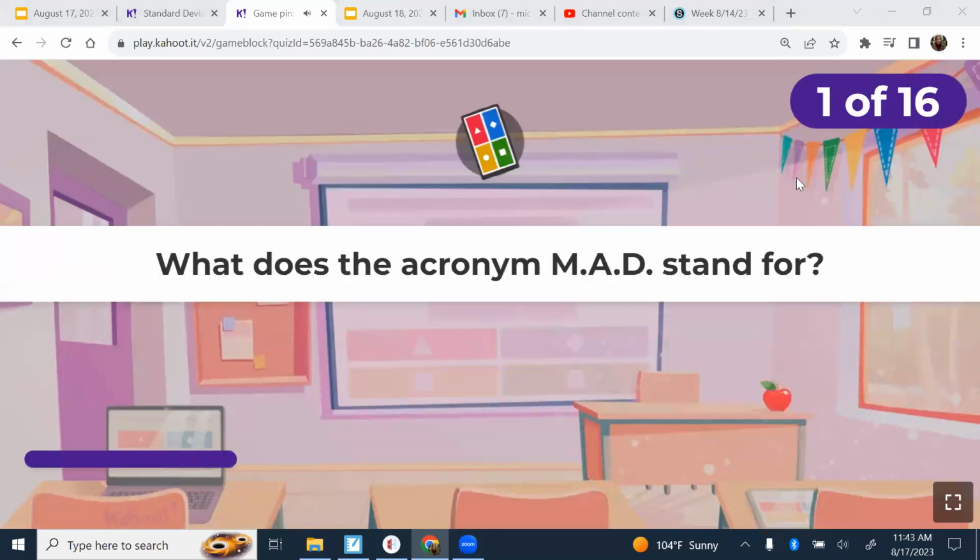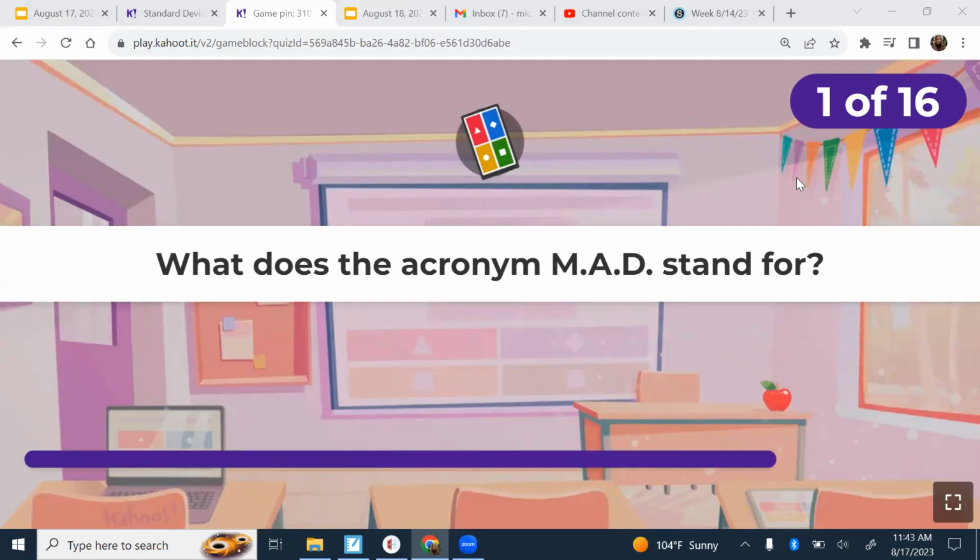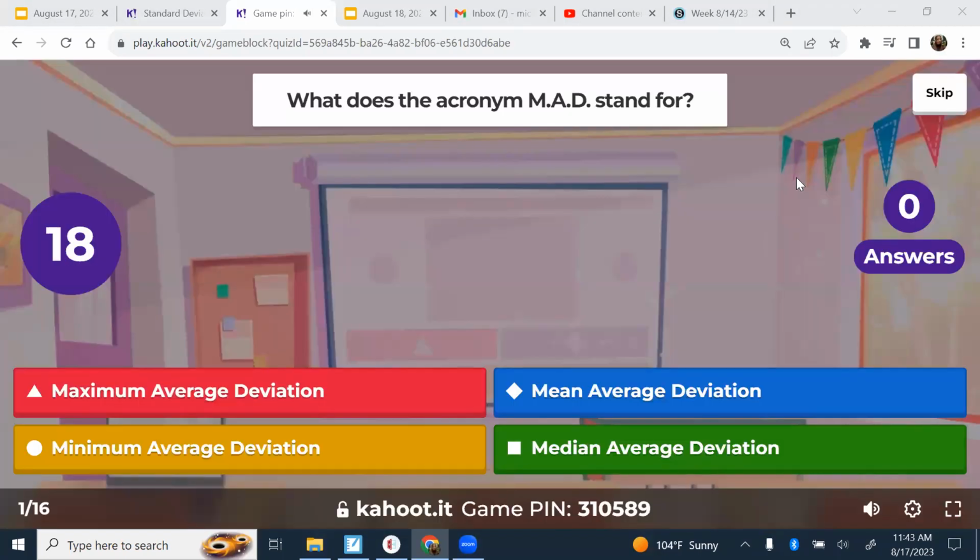All right. What does the acronym MAD stand for? Maximum average deviation, mean average deviation, minimum average deviation, or median average deviation?